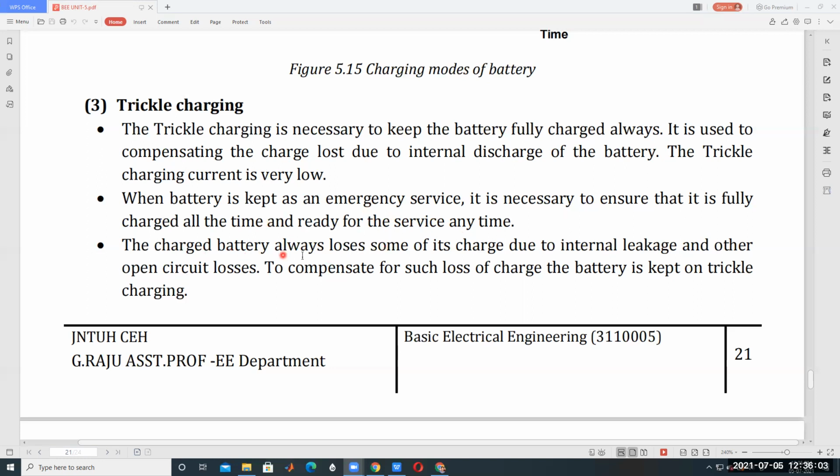A charged battery always loses some of its charge due to internal leakage and other open circuit losses. Because of this, the battery loses some amount of energy. To compensate for such losses, the battery is kept on trickle charging mode.